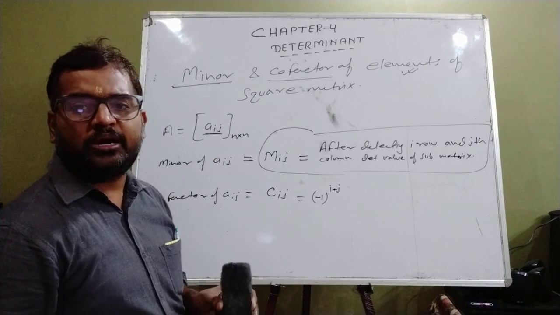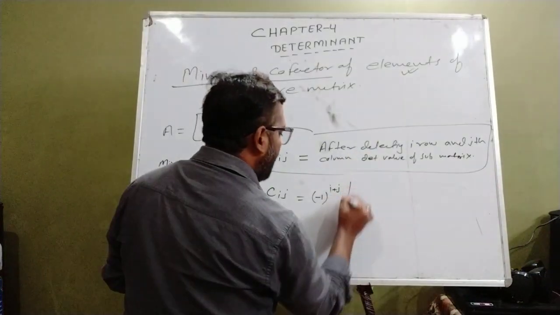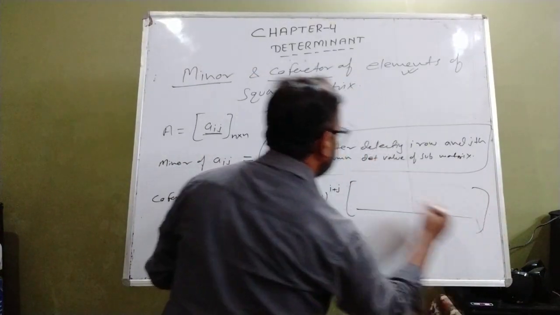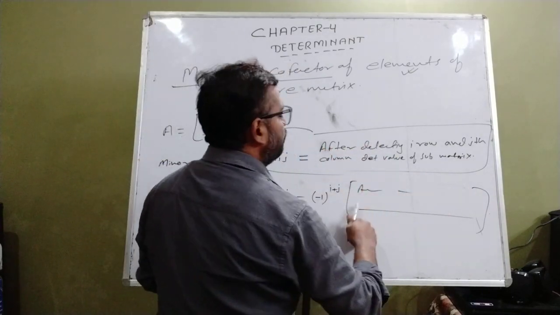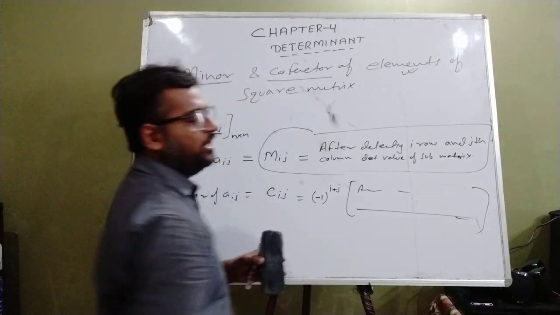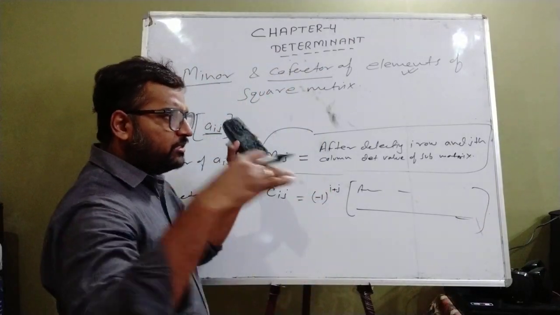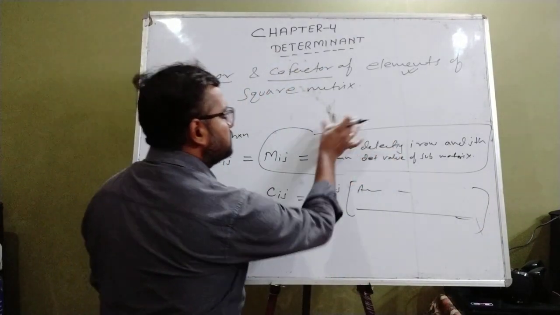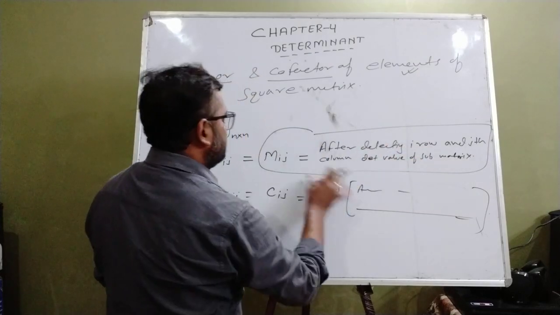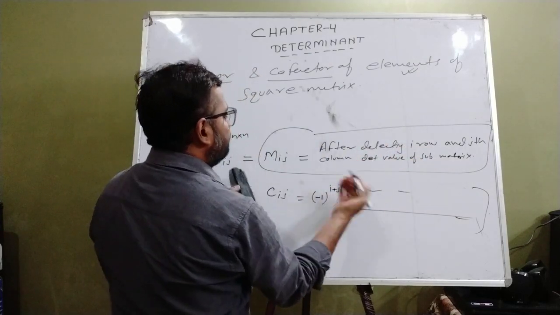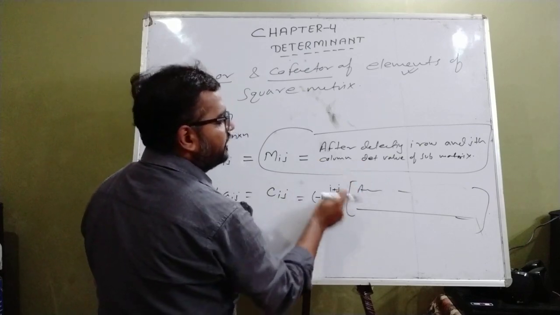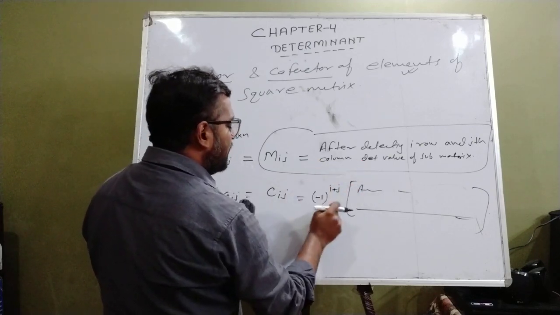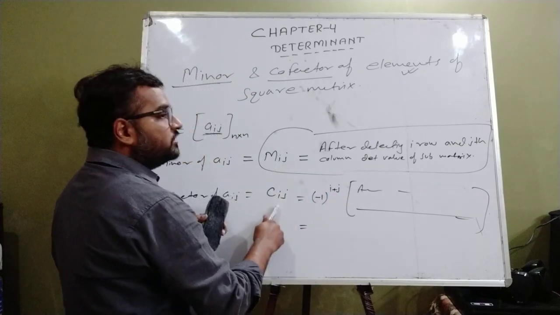Minus 1 to the power i plus j, and the same statement here. It means after deleting the ith row and the jth column, whatever submatrix forms, its determinant value. What is the meaning here? If we write the Mij along with its sign, then we will get the Cij.